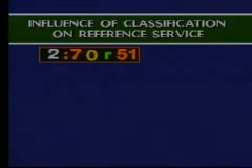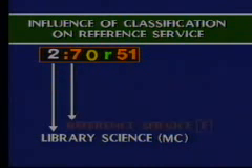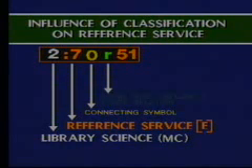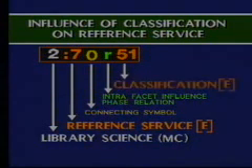The class number is 2:7 0 small r 5 1. 2, Library Science, main class. 7, Reference Service, E. 0, connecting symbol for phase relation. Small r, symbol for intra-facet influencing phase relation. 5.1, Classification, E.